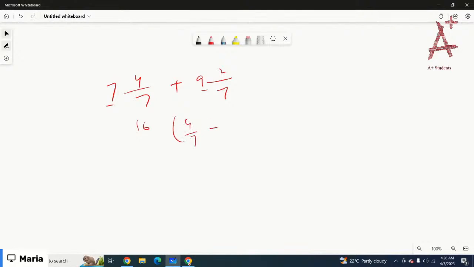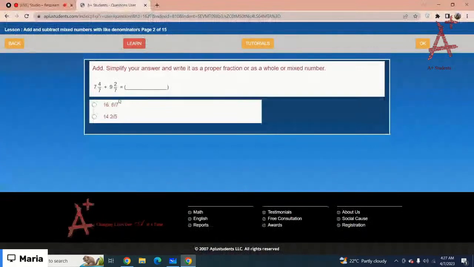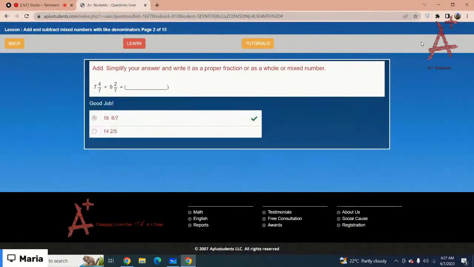Now add the fractions. They have the like denominators. It would be 4 plus 2 makes 6. So it would be 16 whole 6 over 7. Got it? The correct option is 16 whole 6 over 7. Just select the correct option and click on the OK button.